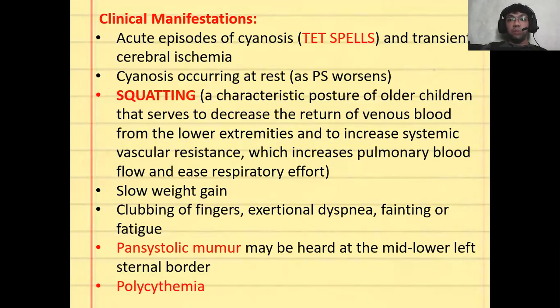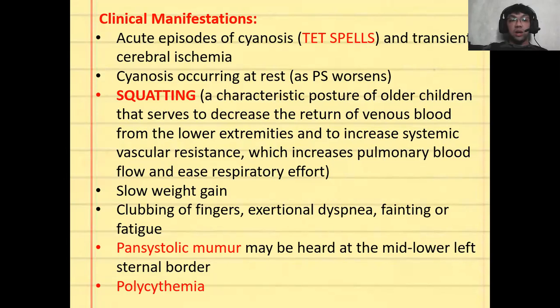They will also experience dyspnea or exertional dyspnea. For example, after they cry or after they feed, they might faint due to the lack of oxygen circulating in the brain, or, of course, feel fatigued, most especially after feeding or crying. A pansystolic murmur may be heard at the mid lower left sternal border in this child if you auscultate him. And polycythemia may be seen later on.